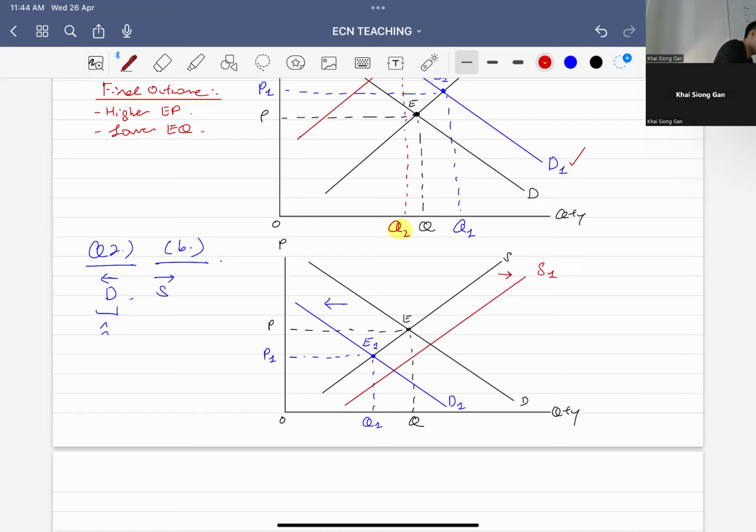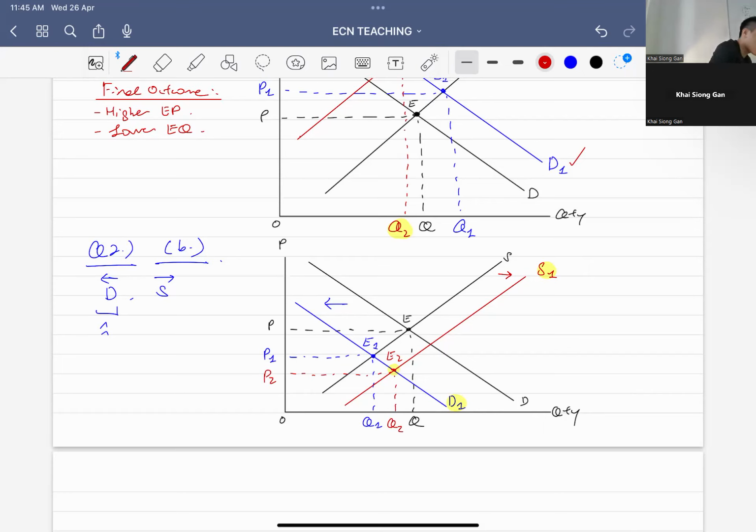So where's my new supply curve and demand curve? So you find D1 here, S1 here. Where's their intersection? The intersection is here. Okay, so therefore, that's my new equilibrium, E2. So price will definitely become lower already. And quantity, it depends. So price becomes lower, quantity becomes here.